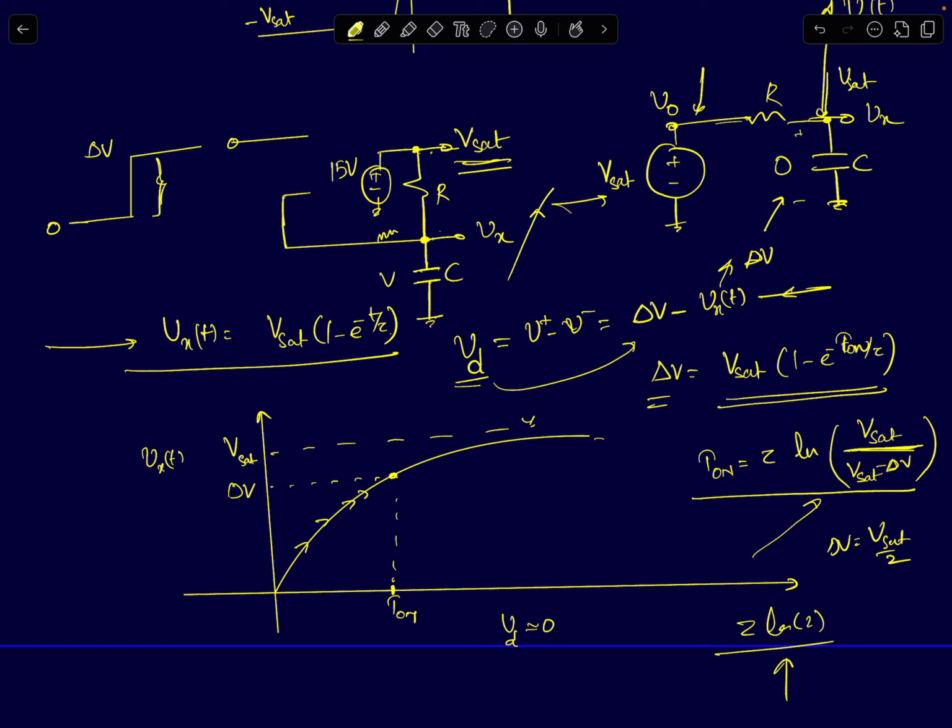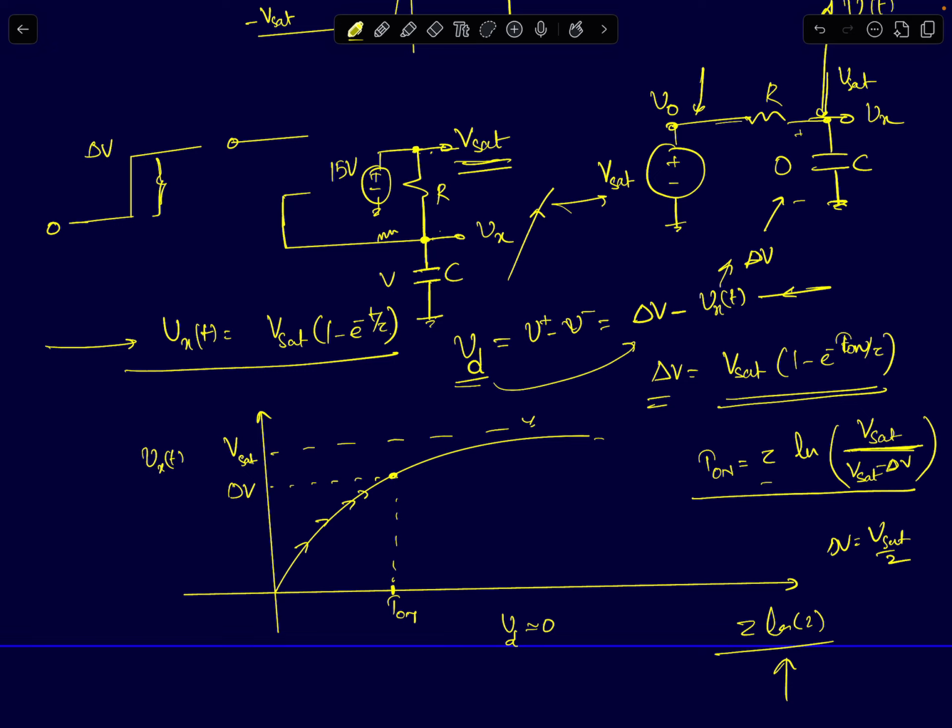And this is a familiar result to all of us. For any first order system, to reach half of its final value, the time it takes is tau ln 2 seconds. So we have just verified this result. For any general delta V step input, the time it takes to reach delta V volts is simply given by tau ln of Vsat upon Vsat minus delta V. So that's the expression for finding it.